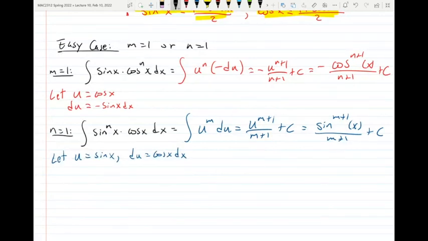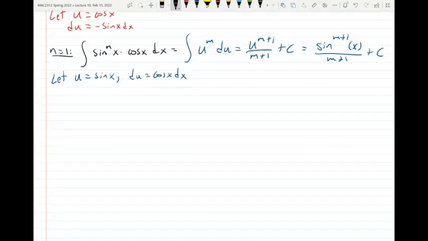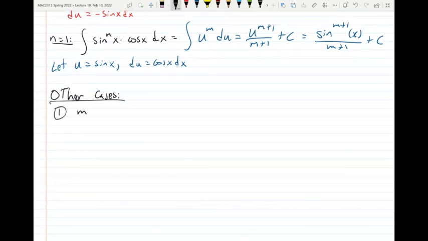All right, so now what are the interesting cases? So those are the easy cases. Now the other cases. So for example, what if one of the powers is odd? So m or n is odd. One of them, it doesn't have to be both of them, just one of them is odd. I'm going to tell you what to do, then I just need to tell you what to do when both of them are even. Okay, and that will cover all the cases for this.